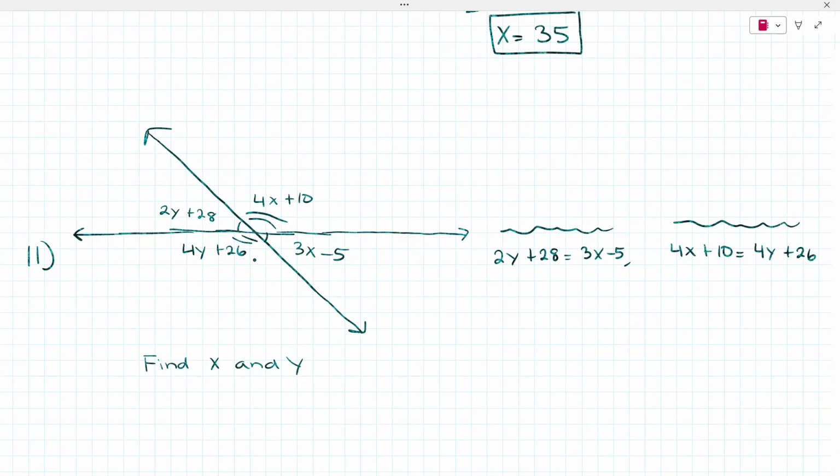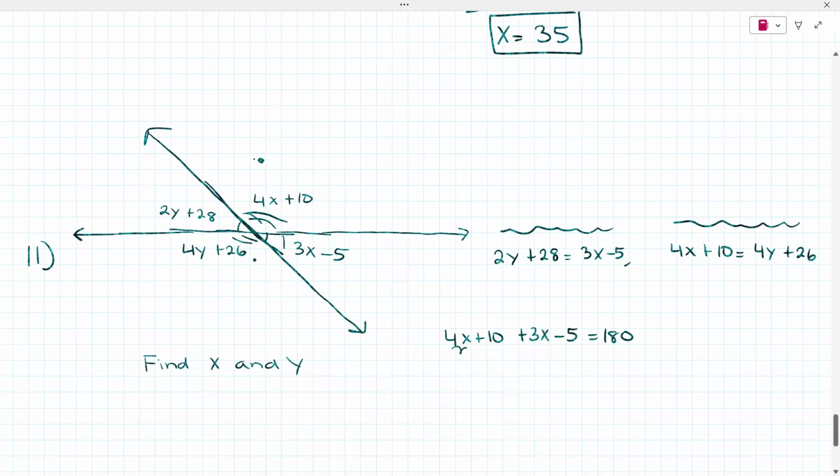I know that if you add up this angle here, right? This is a straight line right here. Do you see the straight line? What do we know about straight lines? They add up to 180. So if you add up this angle plus this angle, they form 180. So you could say 4x plus 10 plus 3x minus 5 equals 180.